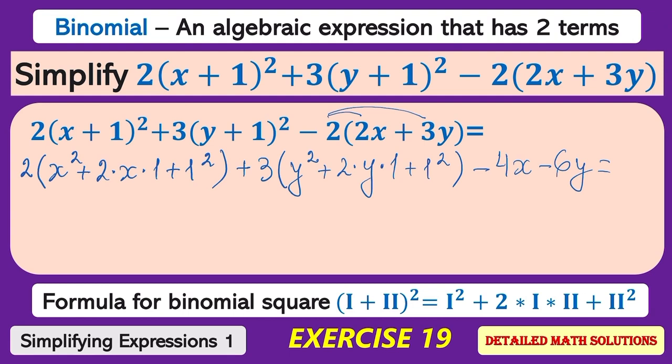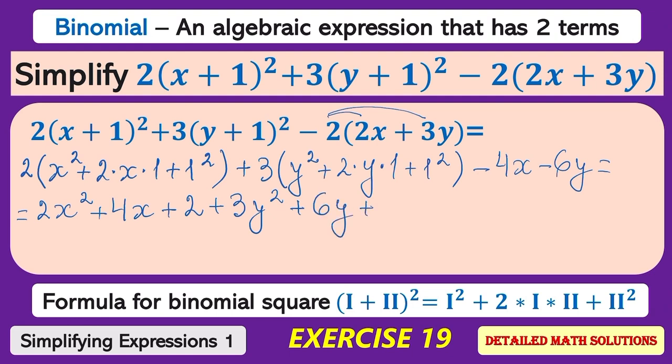When I simplify further and open parentheses again, multiply 2 by x squared is 2x squared, and 2 times 2x is 4x, then 2 times 1 is 2. Next, when I open parentheses, I get 3y squared plus 6y plus 3 minus 4x minus 6y.